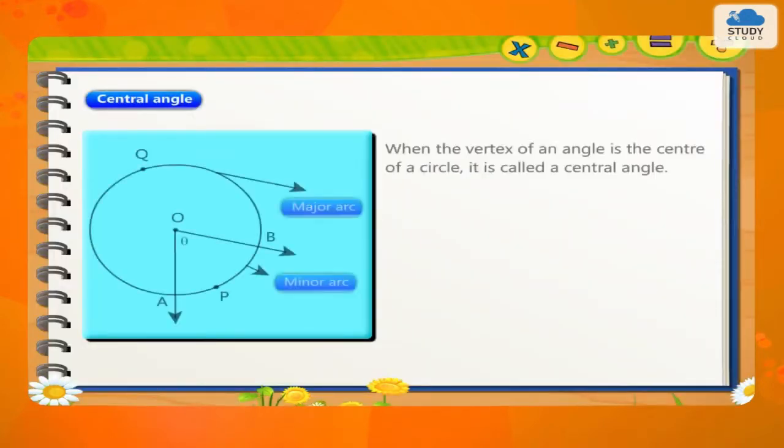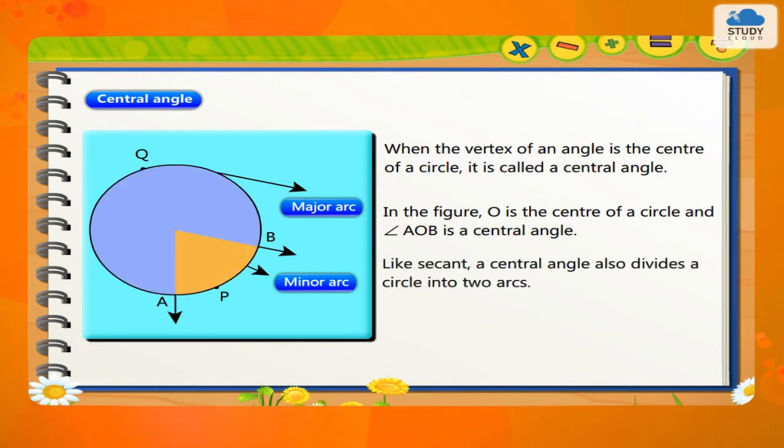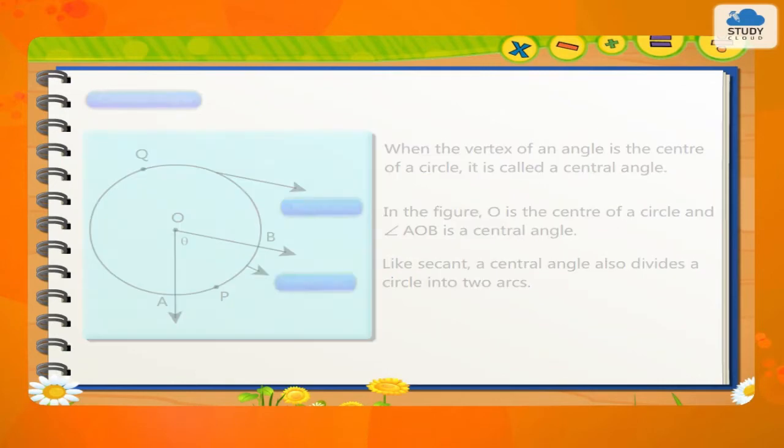Central angle. When the vertex of an angle is the center of a circle, it is called a central angle. In the figure, O is the center of a circle and angle AOB is a central angle. Like a secant, a central angle also divides a circle into two arcs.